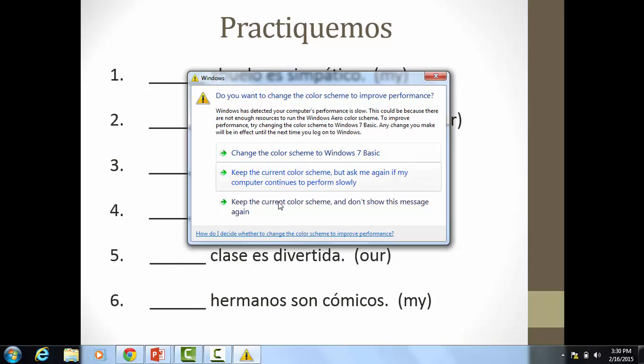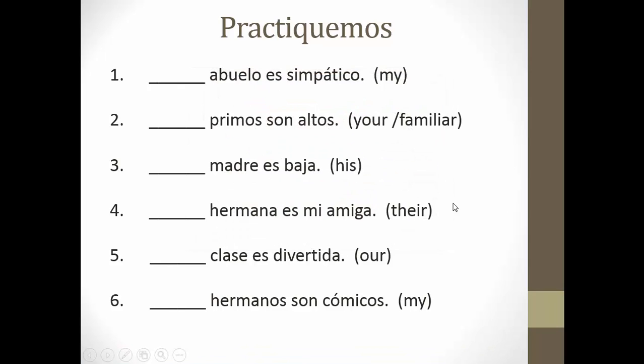Cuatro. Okay, sorry about that. All right, cuatro. Their sister is my friend. Okay, remember that su means their, but also sus. So if you look here, what is hermana? Is it singular or plural? Well, it doesn't end in S. That tells us it's singular, so we need to use su. Su hermana es mi amiga. Their sister is my friend.